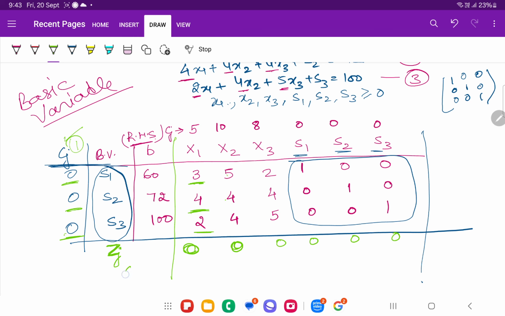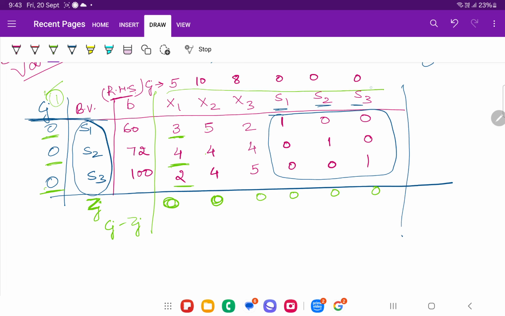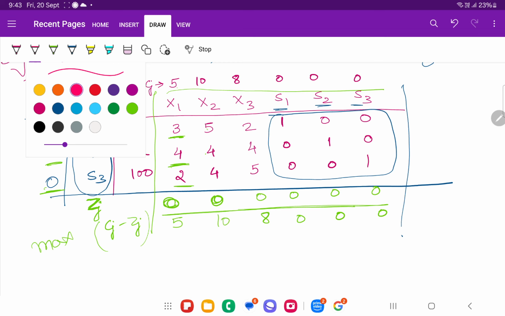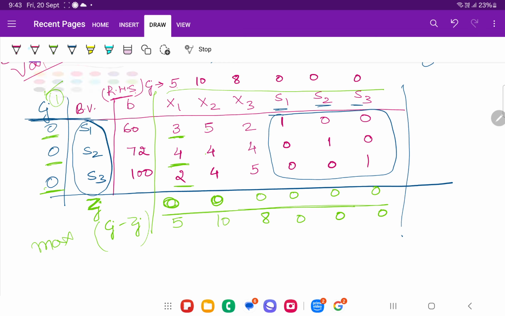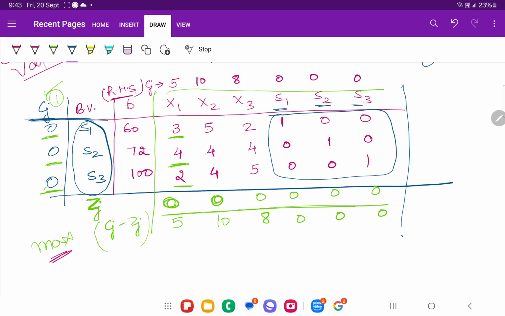Alright. Now next thing is we will be calculating Cj minus Zj. This is your Cj and this is your Zj, so you will be subtracting it. 5 minus 0, this is 5, 10 minus 0, 10, 8 minus 0, 8, this is 0, this is 0, this is 0. Alright, now since we are solving the problem of maximization, I will be taking the maximum Cj minus Zj. This is the maximum value, so this is going to be my key column.